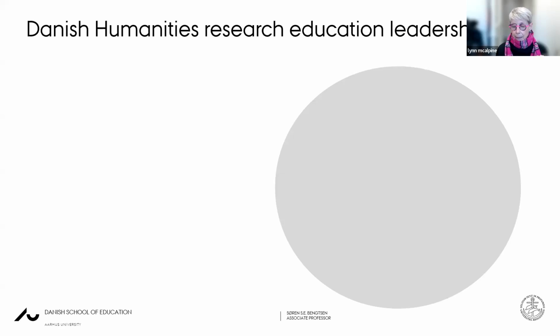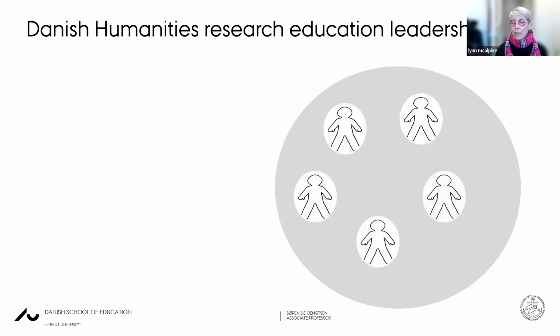And as Søren said, it's in the Danish context. And so we have 5 institutional cases. And what we did was we interviewed these people who are responsible for the Humanities PhD schools. We also did a policy analysis, both at the national level and at the institutional level. And what we were wanting to try to understand was, how do these people position themselves? How do they perceive their notions of leadership? How do they think of themselves in relation to the other actors?